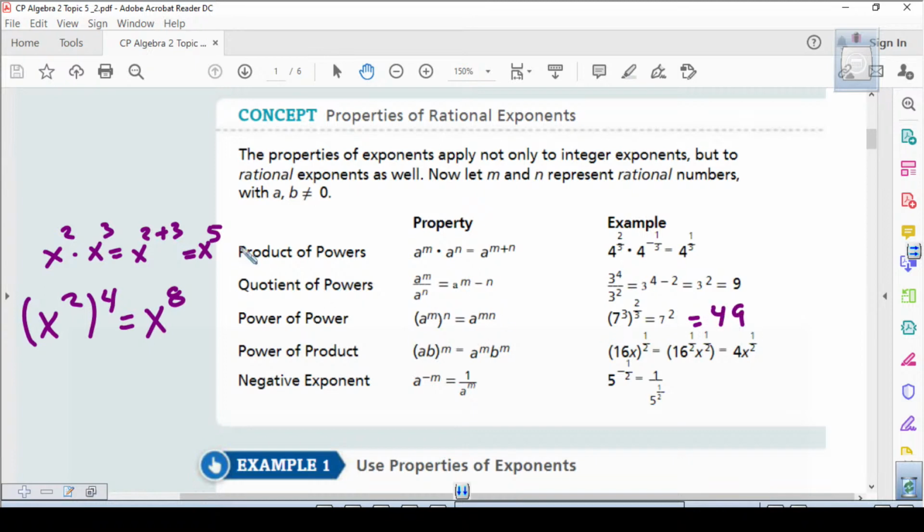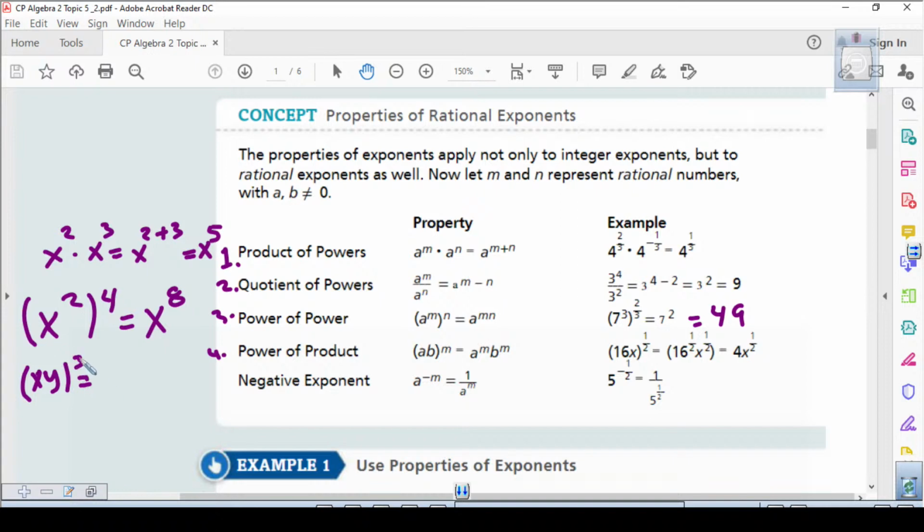Another property. So this was the number 1 property, I should say. Second is quotient. Third is power of power. Fourth is the product, or power of a product. What does that mean? You have a product, which means multiplication, 2 things multiplied. In this case, 2 things. And then you have a power raised to that. So if I could give an example of that, that would be something like, let's say x and y. The whole thing is raised to the third power.